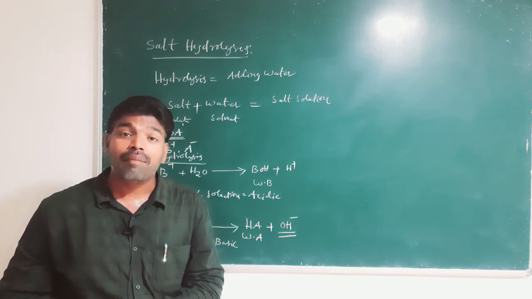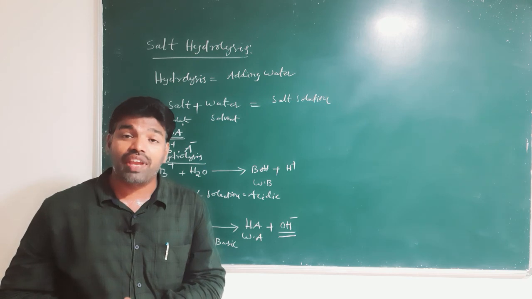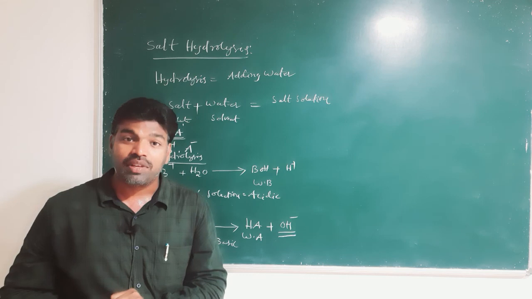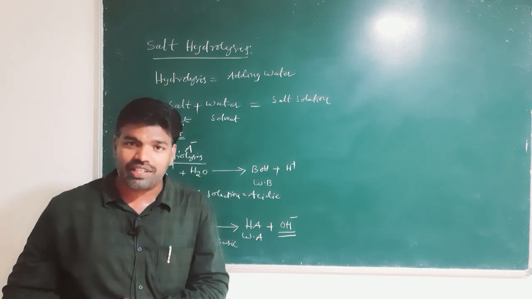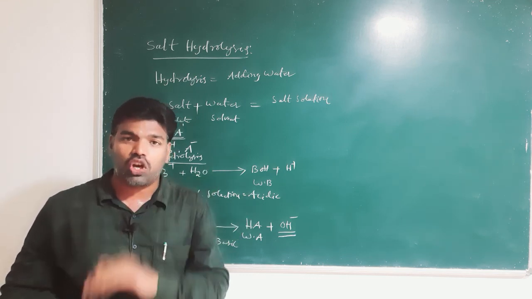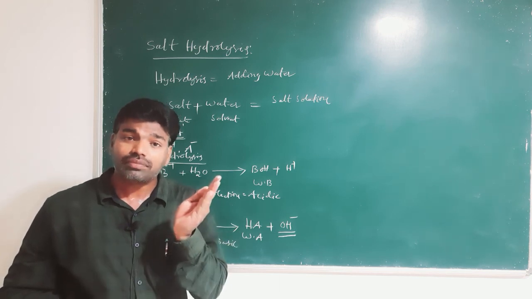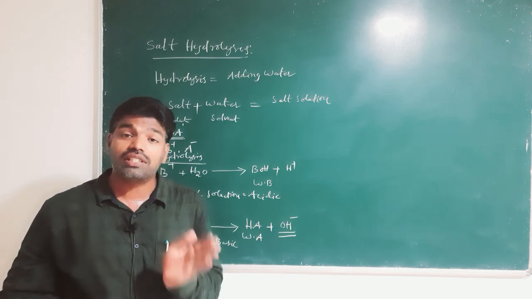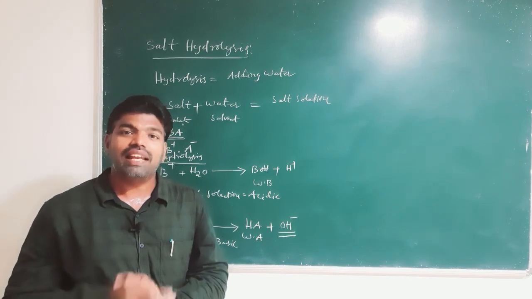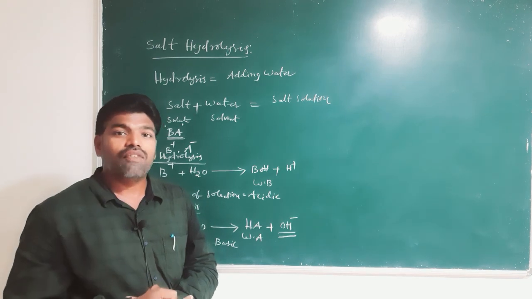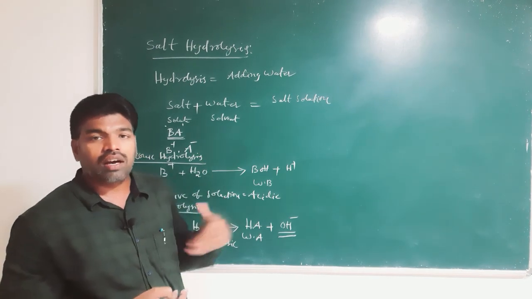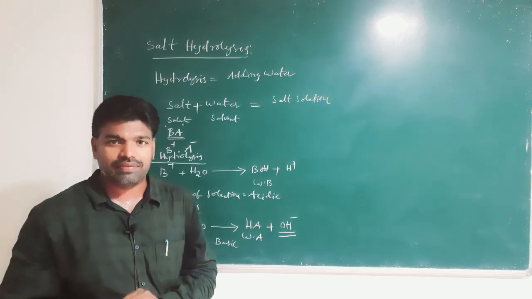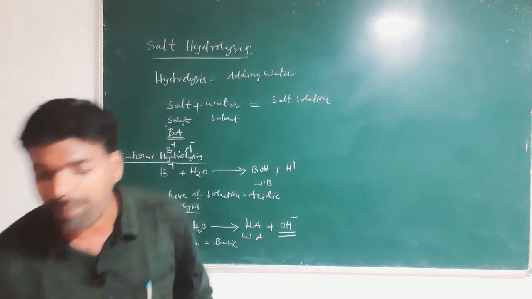Based on the nature of the salt, we have 4 types of salts: salts of strong acid and strong base, salts of weak acid and strong base, salts of strong acid and weak base, and salts of weak acid and weak base. Let us see what happens when salt hydrolysis takes place with strong acid and strong base. Let us see them one by one.